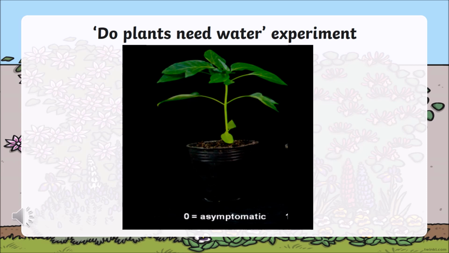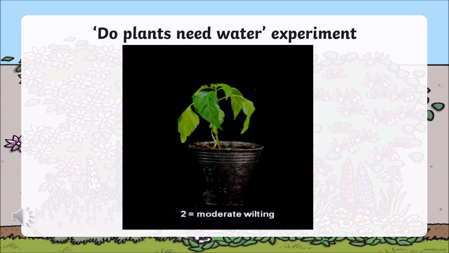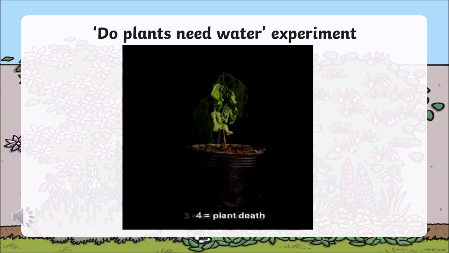For the do plants need water experiment, here we can see the plant when it's nice and healthy. After time, it starts to wilt. We haven't given it any water, so we can watch it wilt, and it goes down and down and down. And then finally, the plant is dead. There's no bringing it back with some water.